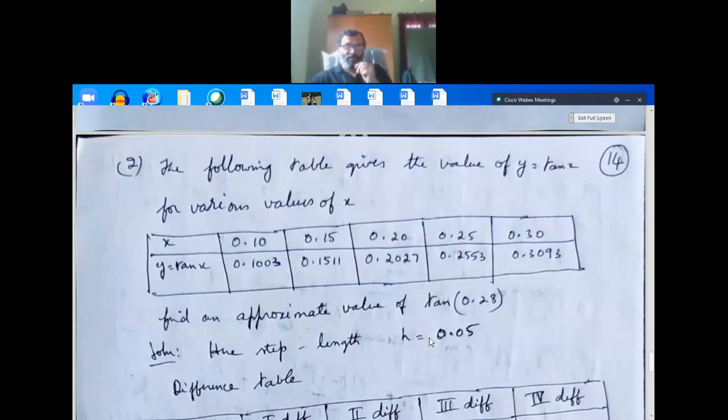Now, when you substitute this, you get 0.28 minus 0.30 by 0.05. So you'll get the value as minus 0.4. This is very clear, minus 0.4. I hope it is clear till here, the backward difference. Now use the formula.